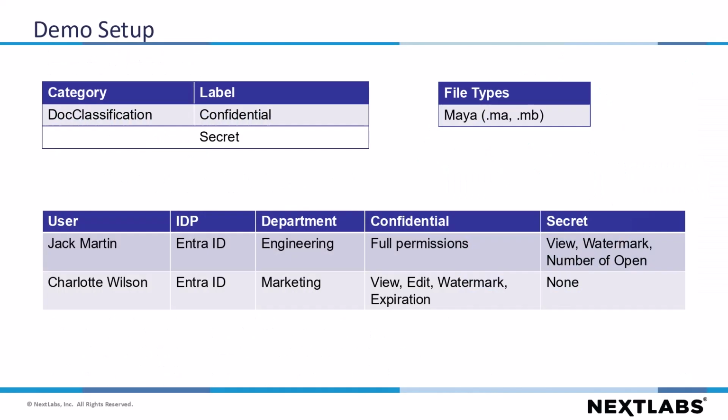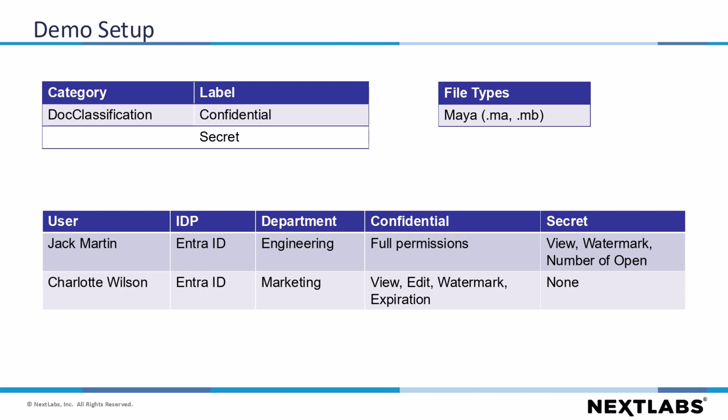In this demo, we set the doc classification category with confidential and secret labels. We configure the following policies for this demo. Users in the engineering department have full permissions on confidential data. Users in the engineering department have view, watermark, and number of open on secret data. Users in the marketing department have view, edit, watermark, and expiration on confidential data.